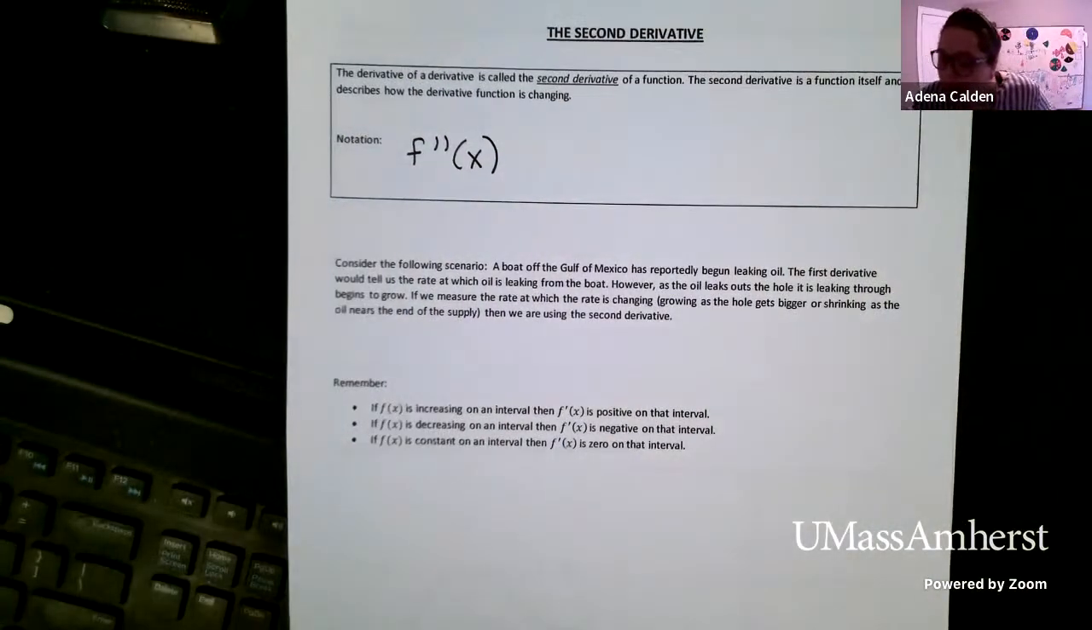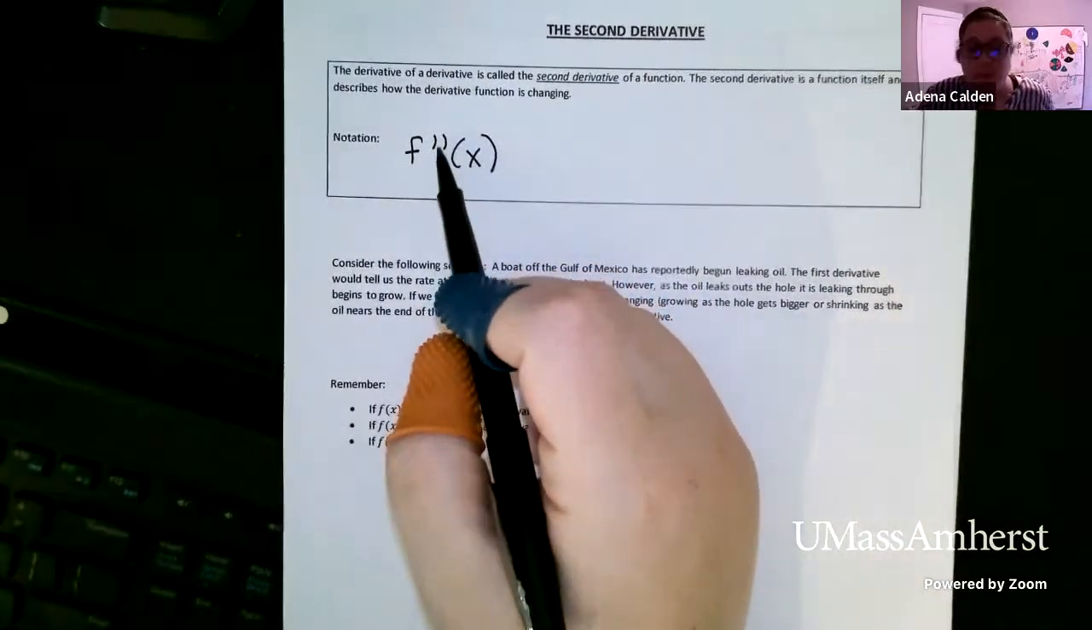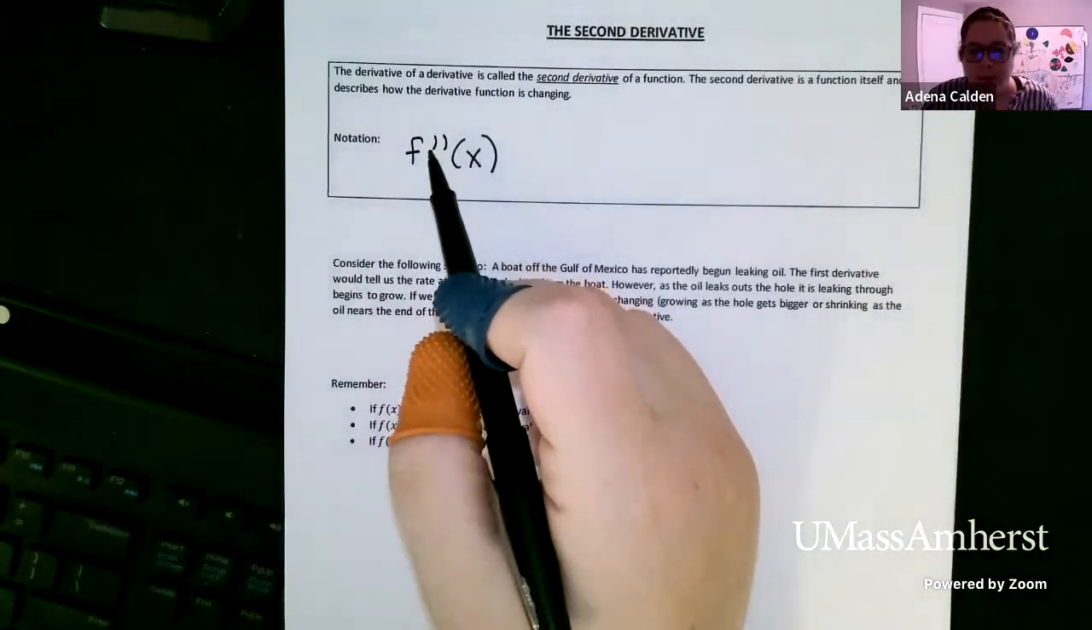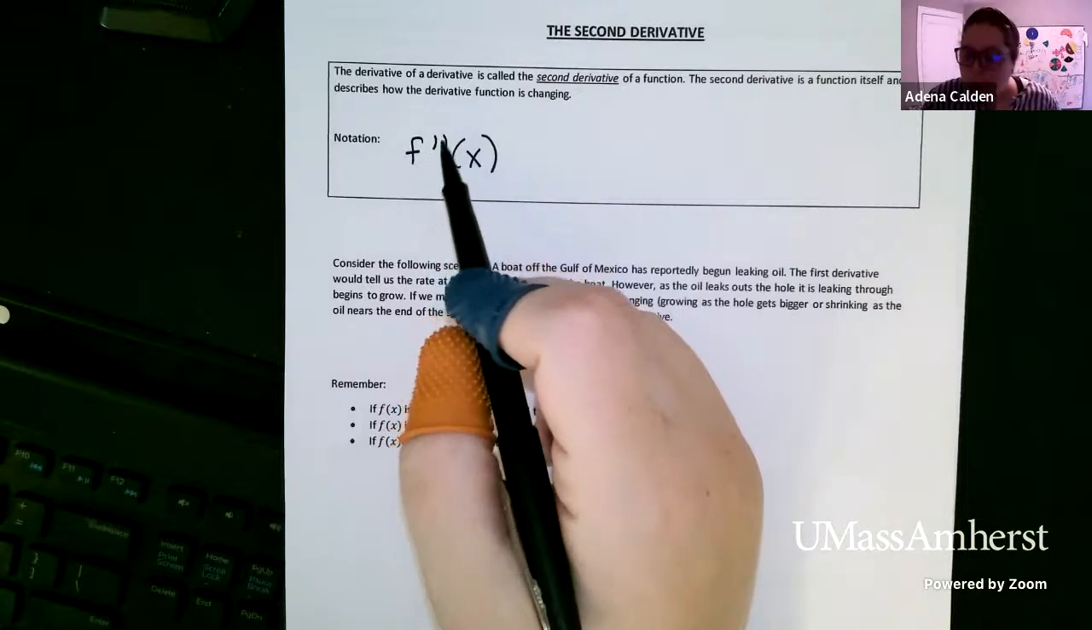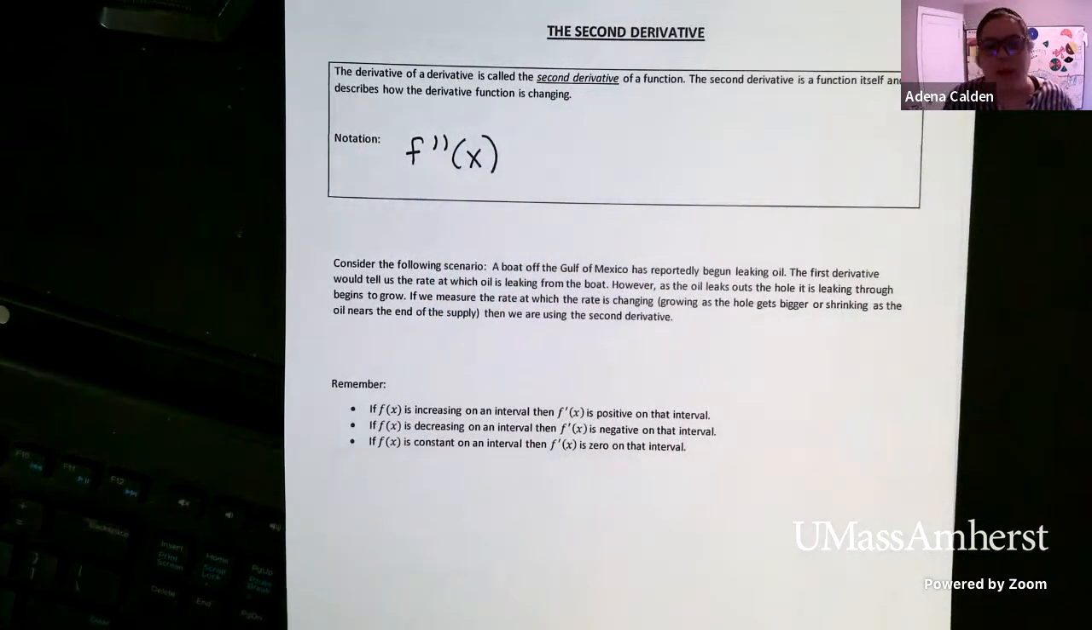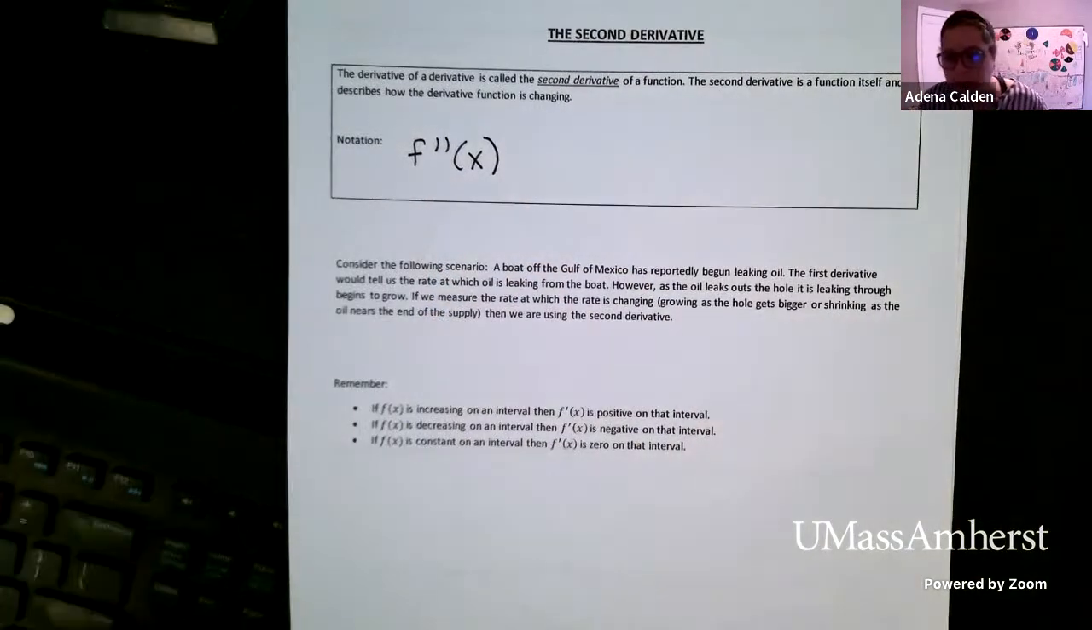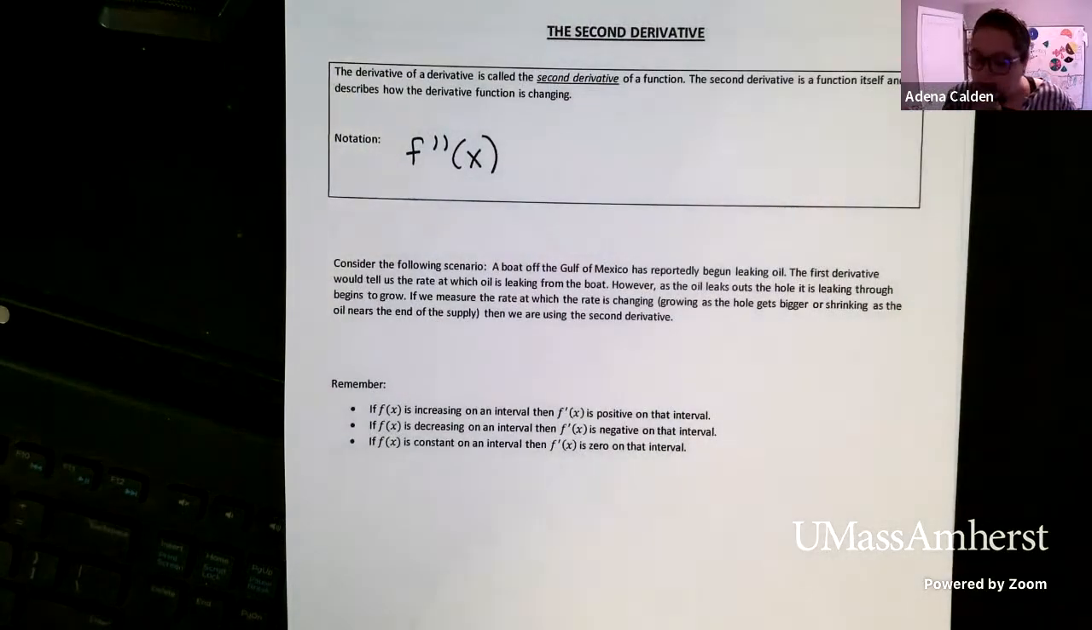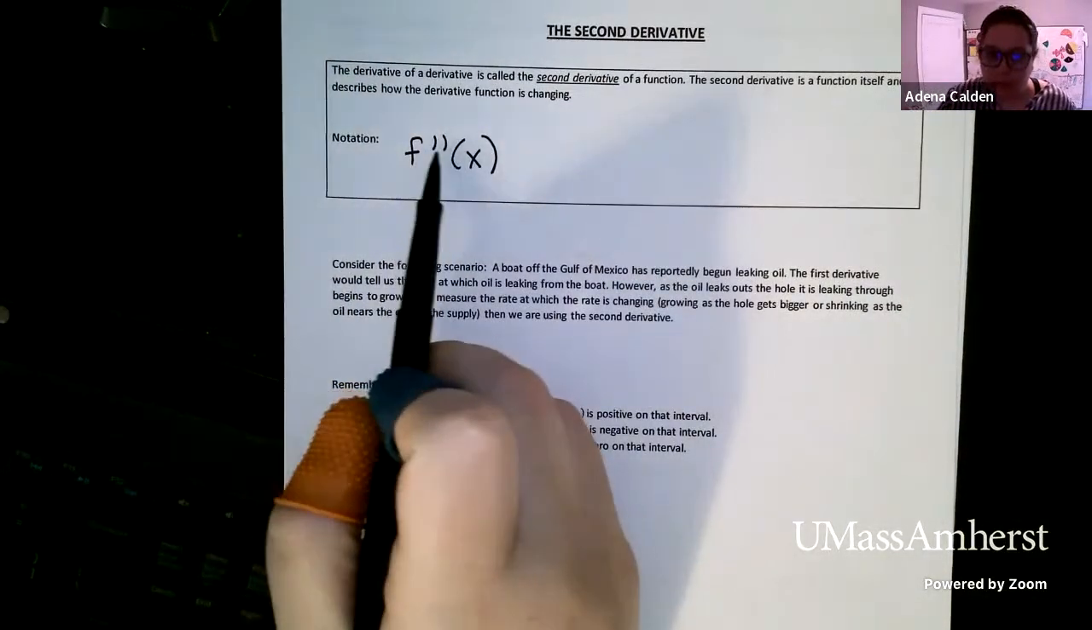So with the first derivative, we have one of these tick marks up here, these apostrophes. With the second derivative, we had two. If you were going to do a third derivative, you'd put 3, so on and so forth. So that's the Newtonian notation.